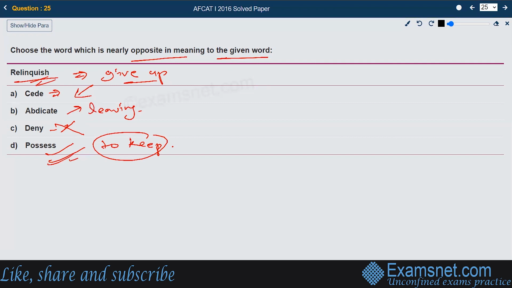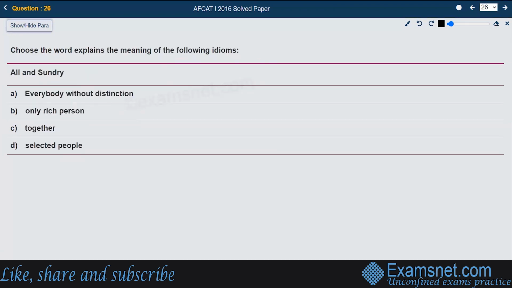Next, now explain the meaning of the following idioms. We are supposed to explain the meaning of the idioms given. The first idiom is all and sundry. The right meaning of the phrase all and sundry is taking everybody without any discrimination, and that is option A itself. So all and sundry means no discrimination, taking everybody. So that is the A answer.